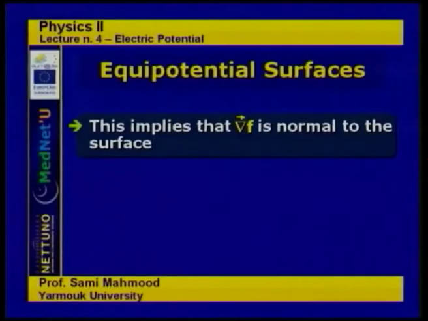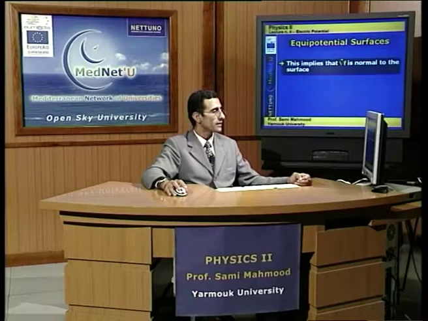So this says that gradient f dot ds, where ds is an arc along the surface, is equal to 0. Since ds is not 0 and gradient f in general is not 0, that means the angle between them is 90 degrees in order to have gradient f dot ds equal to 0, which simply implies that the gradient is always normal to the surface, because gradient f and ds are at 90 degrees from one another.